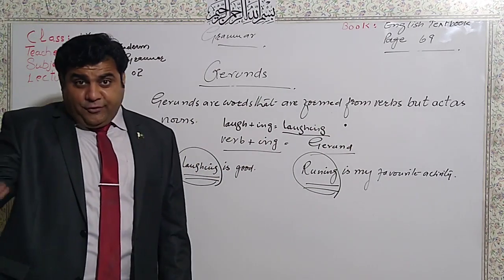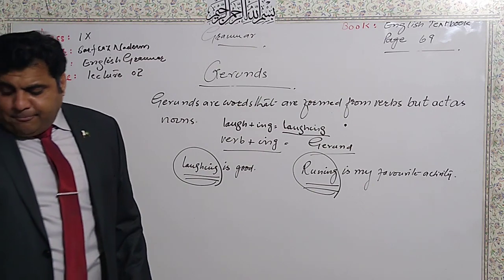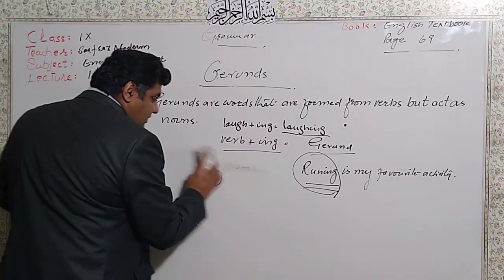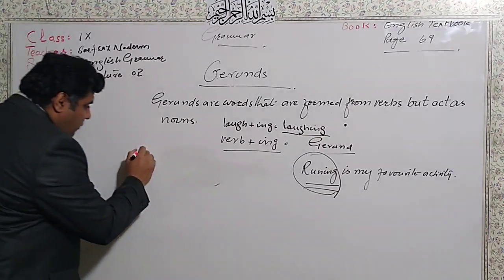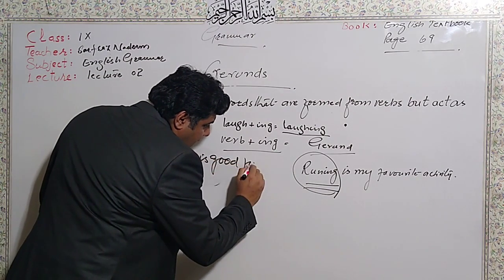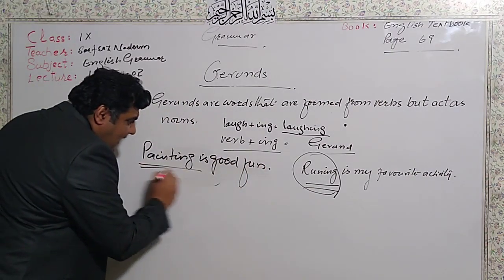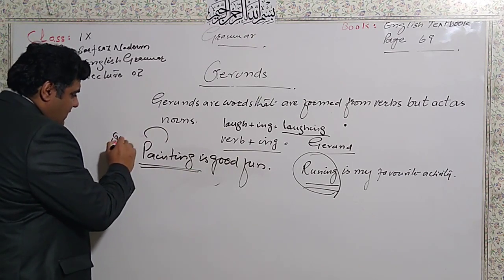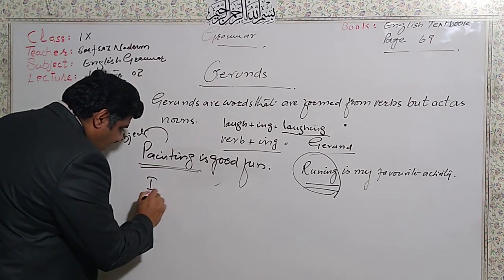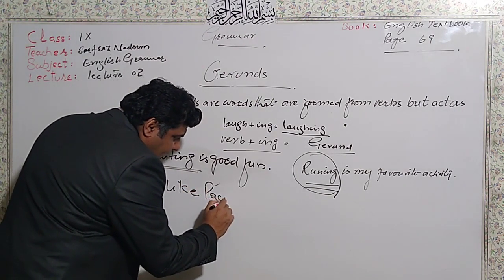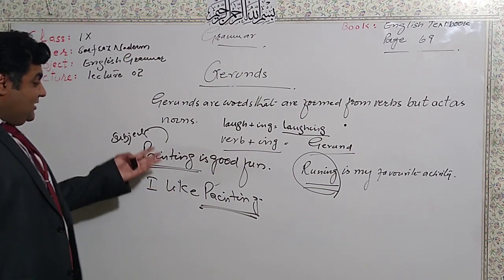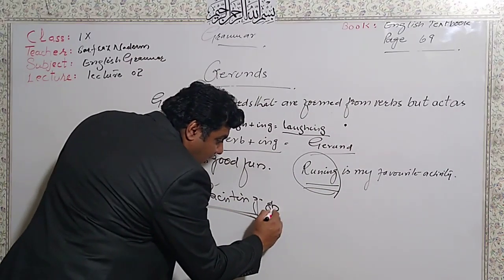One more thing, dear students, if you have a book, then you will see the example. Painting is good fun. Now, dear students, look over here. The painting is the subject. But I want to say another sentence: I like painting. Here, dear students, the painting is the object. It means a gerund works as a subject, and a gerund works as an object.